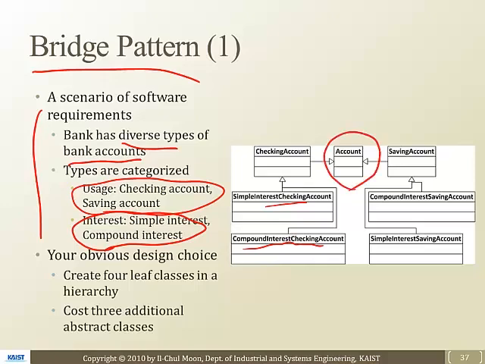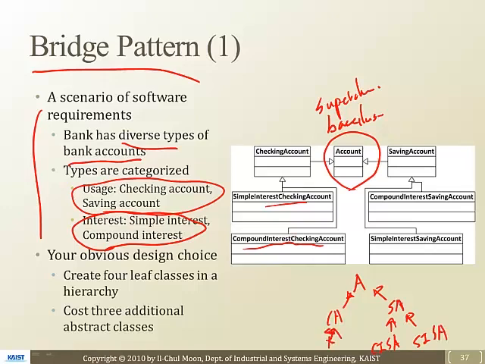You have an account, a base class, super class, right? And then you have this hierarchy, right? You have this account, and you have this checking account and saving account. And then what happens? A compound interest saving account, a simple interest saving account, and you have this simple interest checking account, compound interest checking account. So you have 4 different classes, right? Obvious design choice is create 4 leaf classes, hierarchy, and you have 3 additional abstract classes, right?